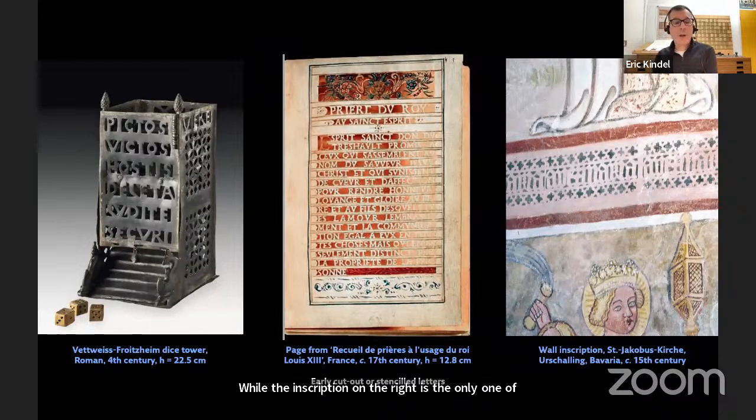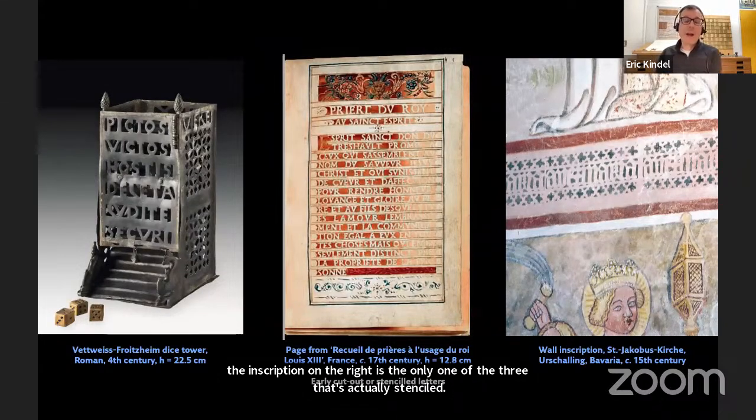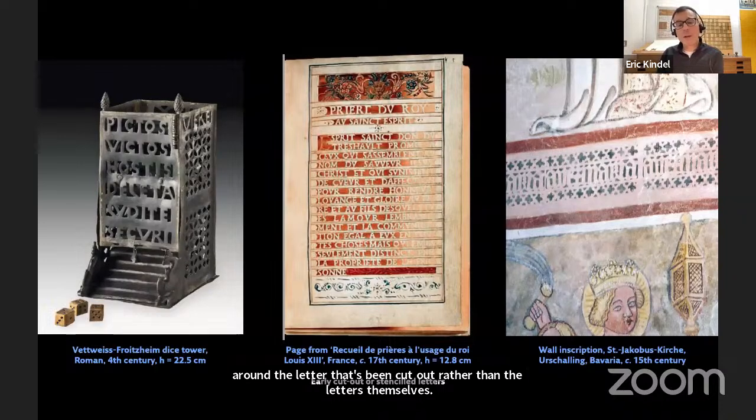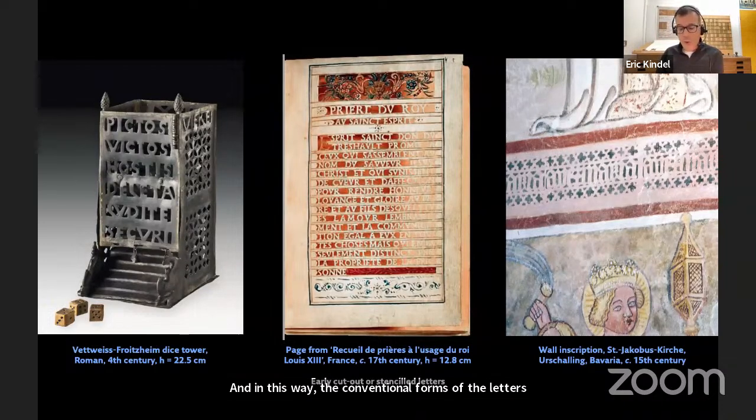But they share a common feature in that it's the ground around the letter that's been cut out rather than the letters themselves. And in this way, the conventional forms of the letters were kept intact and not broken, so to say.